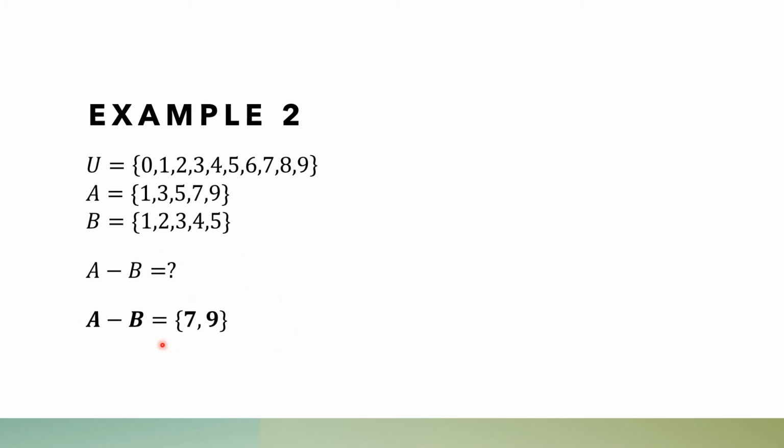Let's go on to the other example, B minus A. You look first at B. And then remove what is common between B and A, and what is remaining from set B is the answer for B minus A. So remove 1, 3, and 5. What remains there is 2 and 4. So the answer for B minus A is 2 and 4.